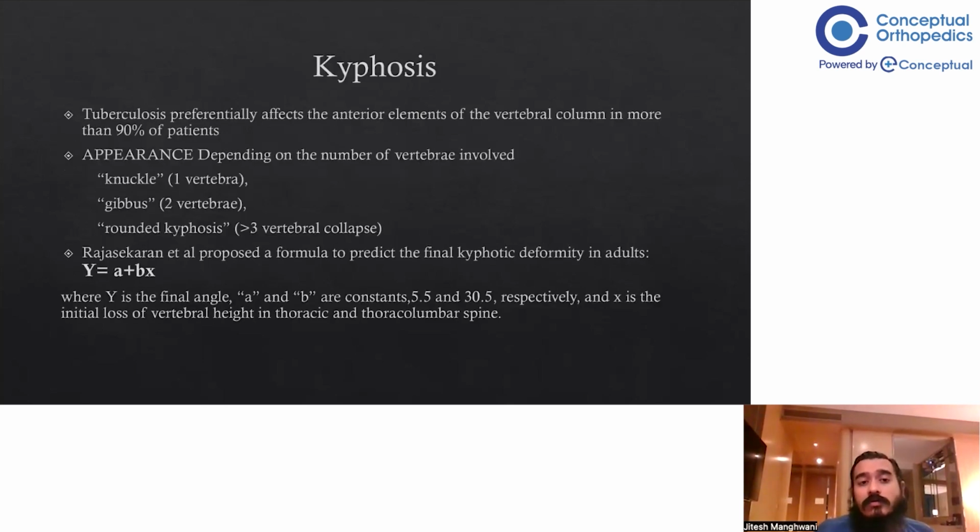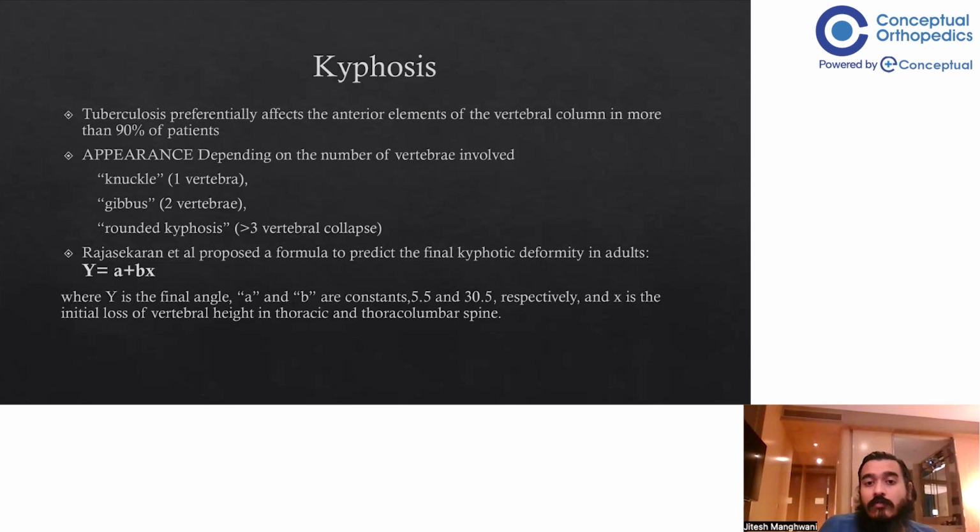Kyphosis: tuberculosis preferentially affects the anterior elements of the vertebral column in more than 90% of the patients. So, in more than 90% of the cases, it would affect the anterior element of the vertebral column. Appearance depends on the number of vertebrae involved. If only one vertebra is involved, that is a knuckle. If two vertebrae are involved, that is a gibbous. If more than three vertebrae are involved, that is a rounded kyphosis. So one vertebra, knuckle; two, a gibbous; and more than three, a rounded kyphosis.